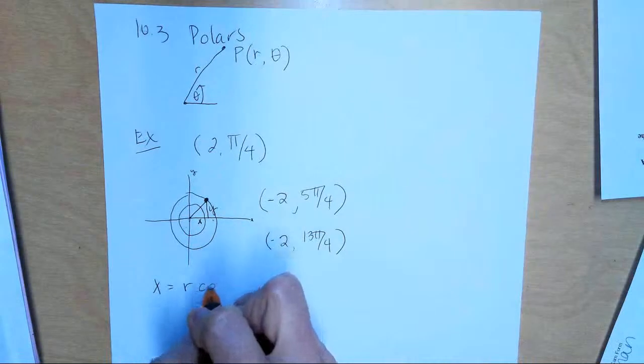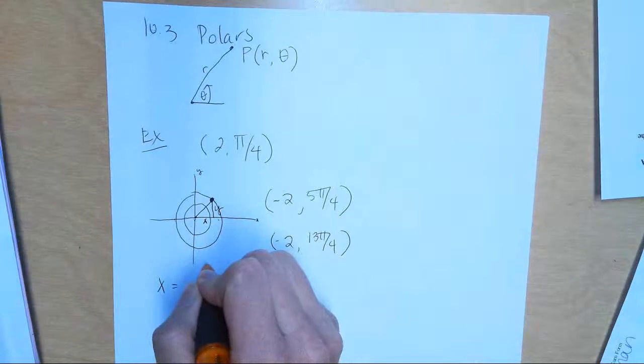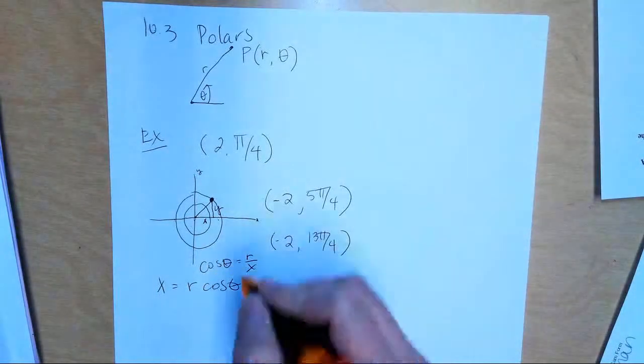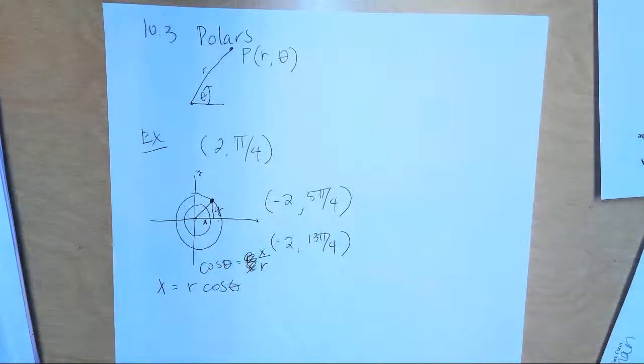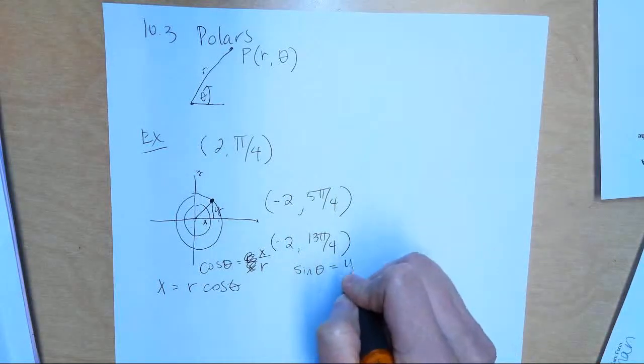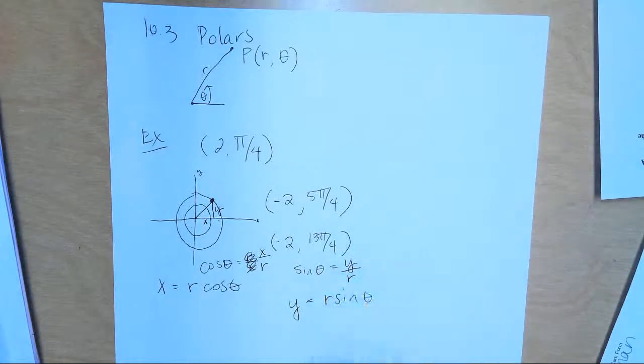Yeah, so r cosine theta. I'm going to write what you wrote, actually. So you said cosine theta equals x over r. So then x is equal to r cosine theta. Likewise, we would have sine theta equals what? Y over r. So then y is equal to r sine theta. So those were the way that we can take polar coordinates and make them into Cartesian. This is the easy way.